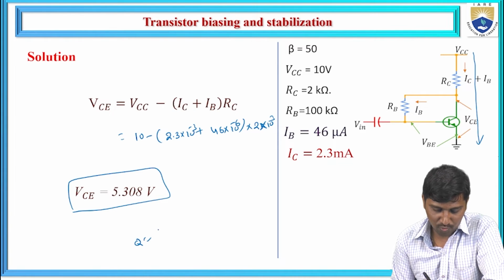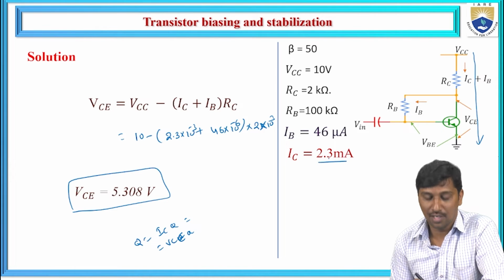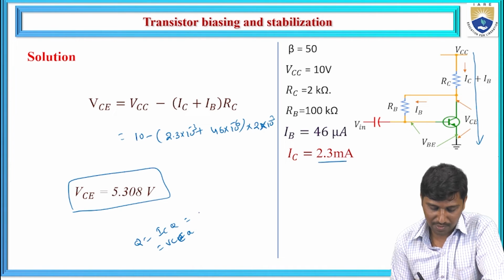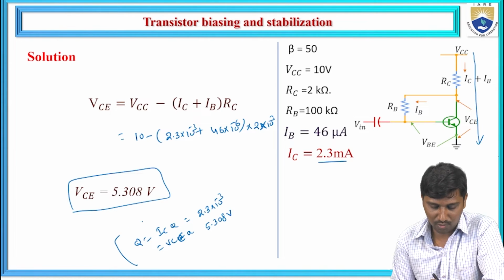Hence, the Q point is ICQ and VCEQ. So what is ICQ? The IC value we observed is 2.3 milliamperes. Hence, this is 2.3 into 10 power minus 3. VCEQ is 5.308 volts.